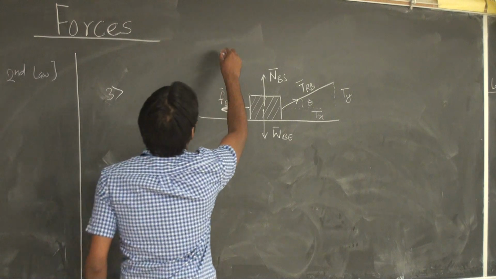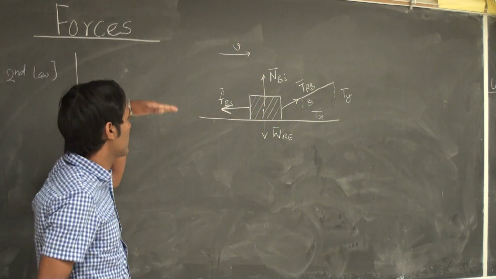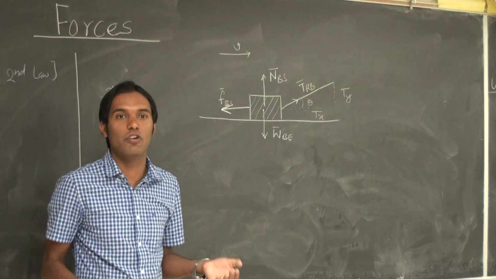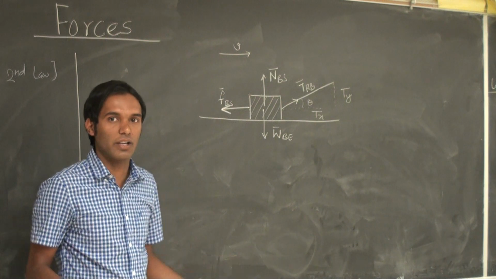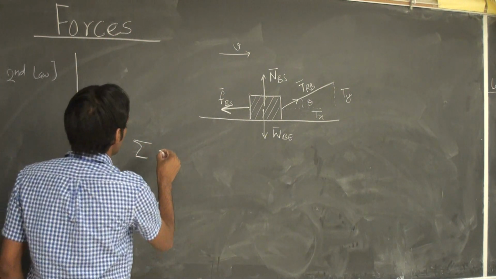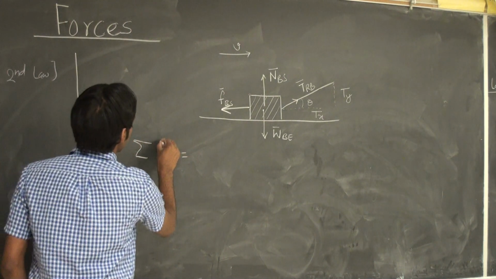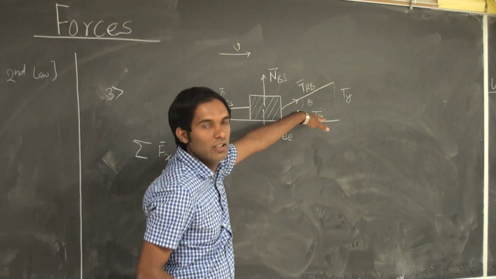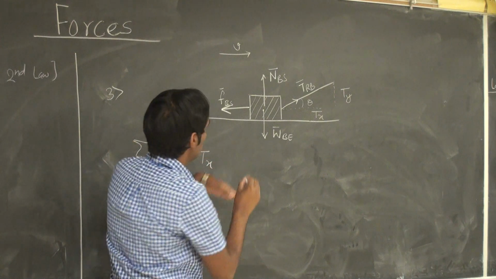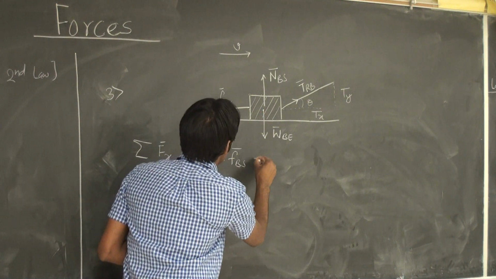So let's suppose the box is moving with constant velocity. If the box is moving with constant velocity, the sum of the horizontal forces and the sum of the vertical forces should go to 0 separately. So if you look at the horizontal forces, the sum should be equal to Tx, the horizontal component of the tension, minus Fps, and that should go to 0.